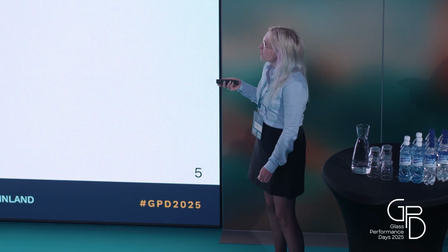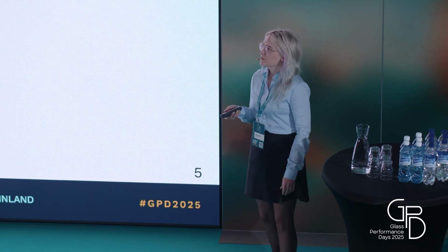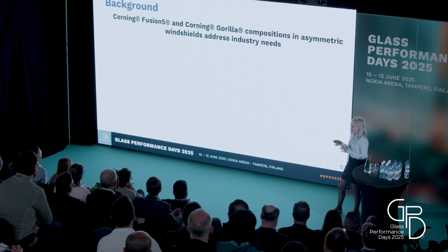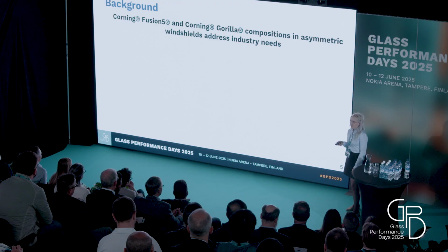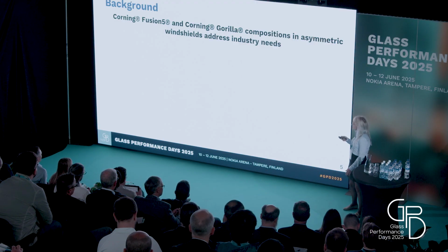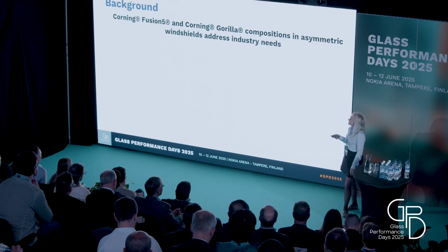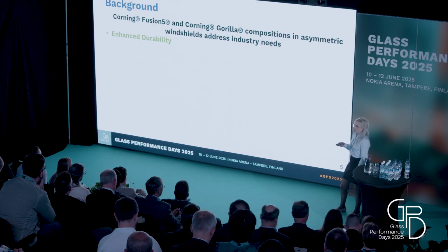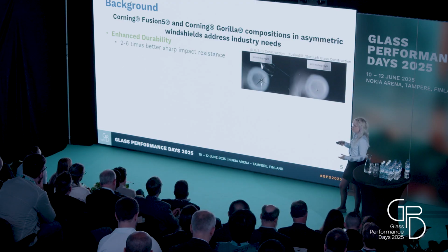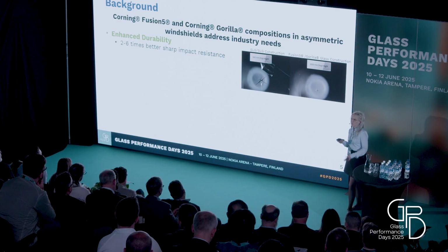Actually, we have Corning Fusion 5 glass and Corning Gorilla Glass, which could address these industry needs. Corning Fusion 5, as you can imagine from its name, is a borosilicate glass made by the fusion process, and Corning Gorilla Glass is a chemically toughened glass. Let's take a closer look at how it addresses the needs listed on the previous slide. We were talking about enhanced durability, and here borosilicate glass as an outer ply provides superior sharp impact resistance in case of sharp impacts like stones hitting the windshield.